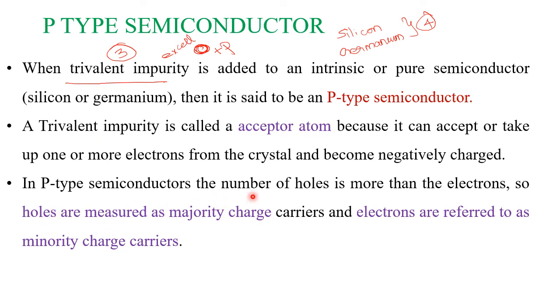So in a p-type semiconductor, the number of holes is more than the number of electrons. So holes are considered the majority charge carriers, and the electrons are referred to as the minority charge carriers. Because we don't have the electrons, it is an acceptor, so the electrons can come and occupy this place. Since we have an excess hole, holes are the majority charge carriers, and we don't have excess electrons, therefore electrons are the minority charge carriers.